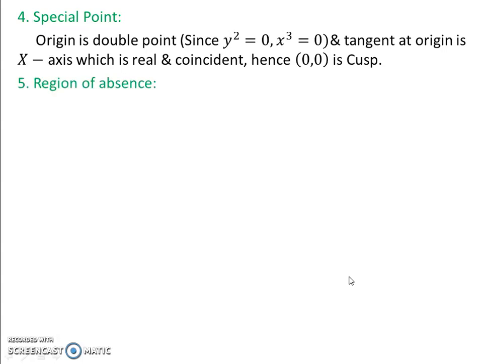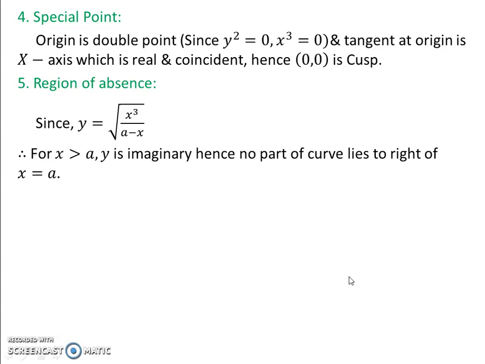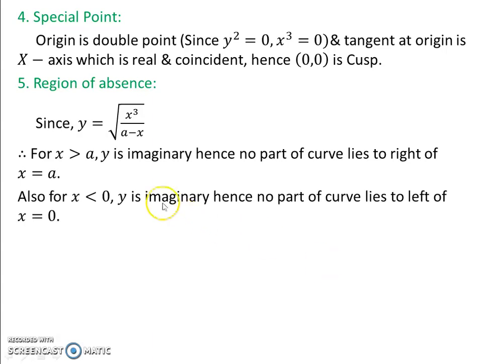The last one is the region of absence. Now as y² = x³/(a − x), therefore y = square root of x³/(a − x). If you observe, for x negative, x³ will be negative, so the square root of that negative number does not exist. Hence, for x less than 0, y is imaginary.